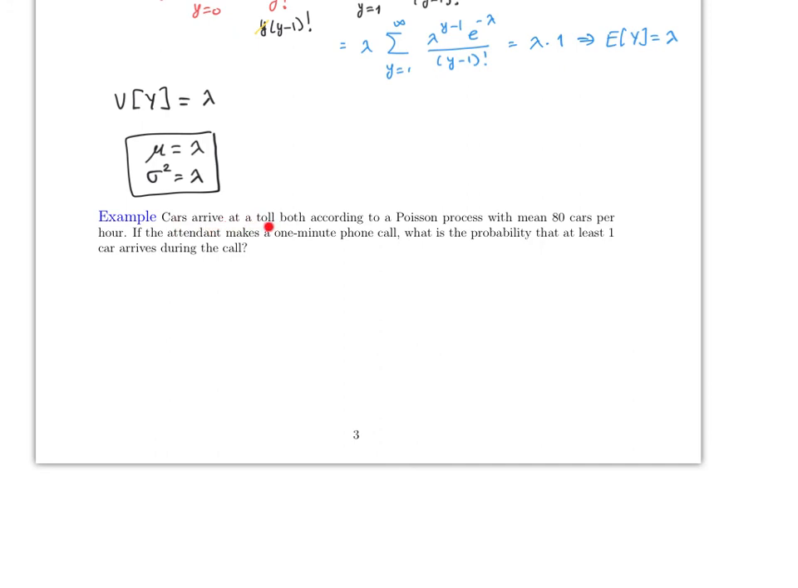Cars arrive at a toll booth according to a Poisson process, so it's telling you that already, with mean 80 cars per hour.